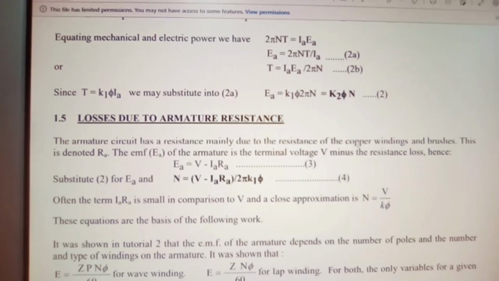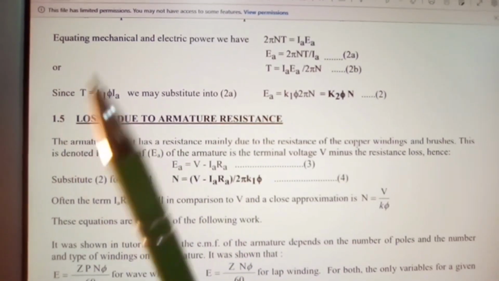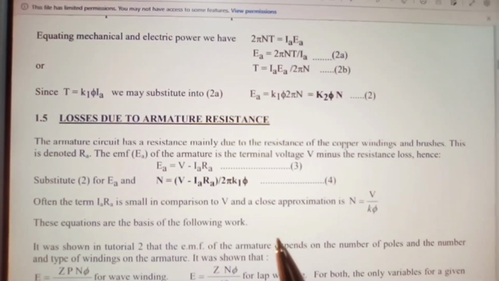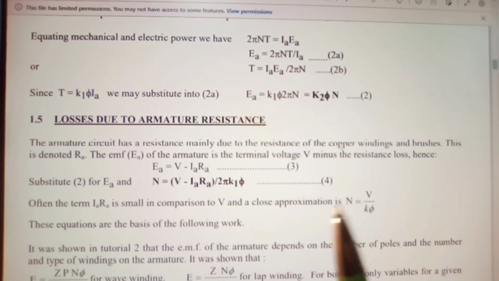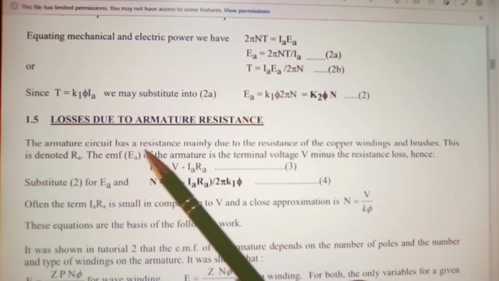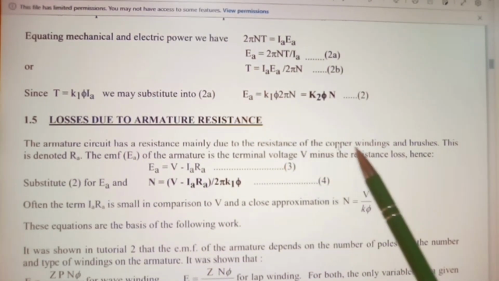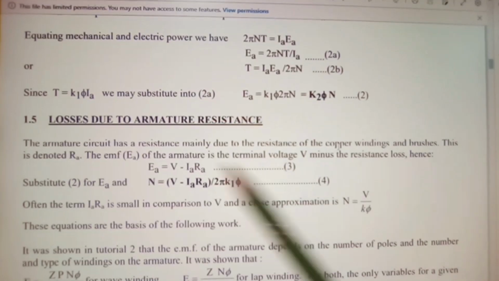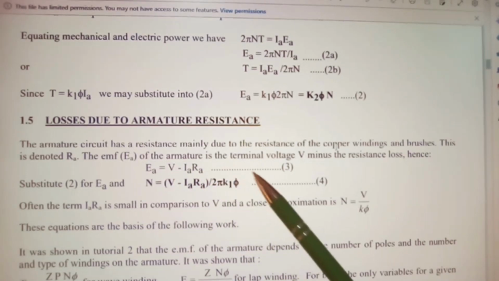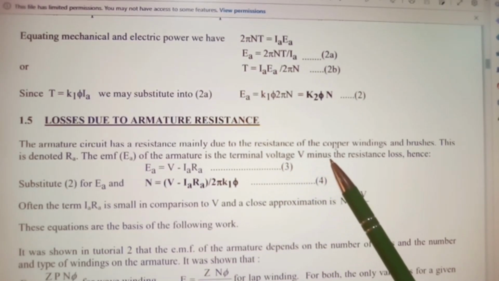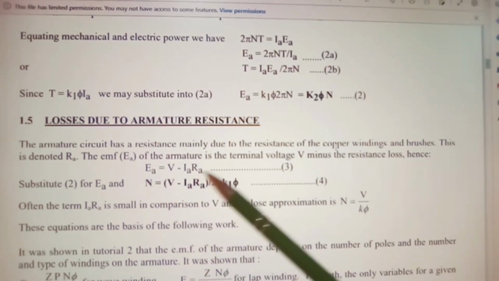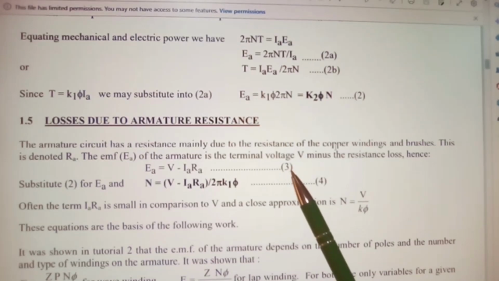Now let's look at losses due to armature resistance. Wherever you have a motor, there is armature resistance. There's going to be a resistance value which is going to cause heat to be generated, and this is what you're trying to minimize. The armature circuit has a resistance mainly due to the resistance of the copper windings and brushes. This is denoted RA. The EMF, EA, of the armature is the terminal voltage, V, minus the resistance loss. Hence, EA equals V minus IA RA, and we call this equation 3.